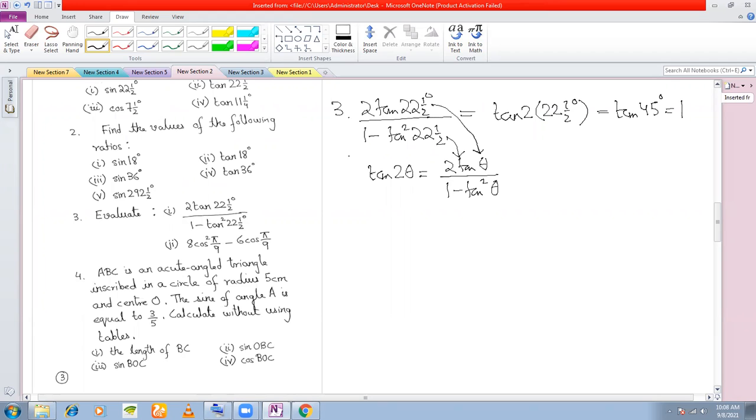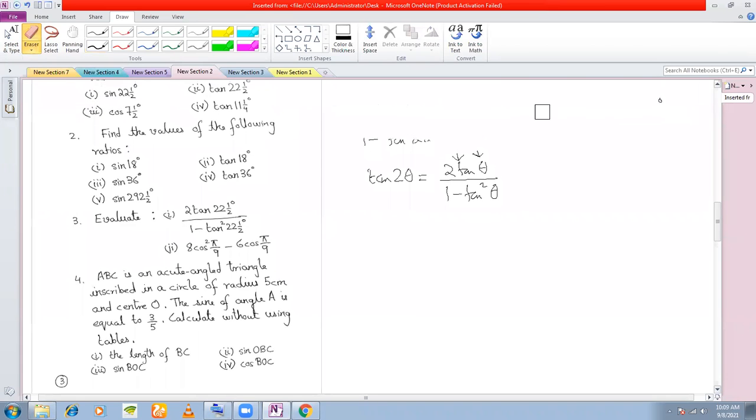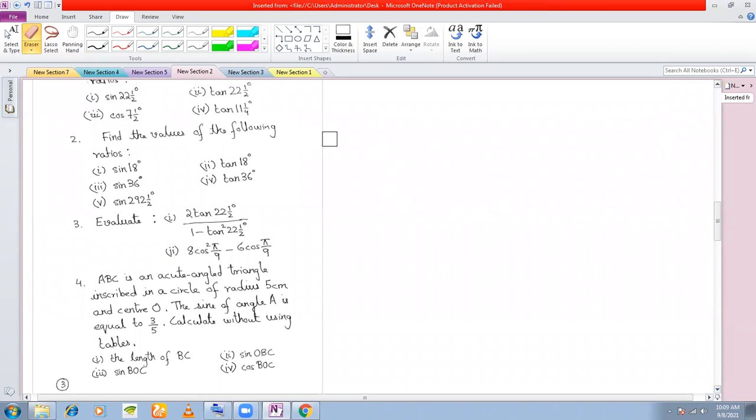Yes, sir. So this was a 2-line problem. That's over. Now the next problem, I think there's a small slip of the pen here. This should be a cube here. Instead of 2, this should be 3. Just make this change. So number 3, the question is evaluate 8 cos cube pi by 9 minus 6 cos pi by 9.